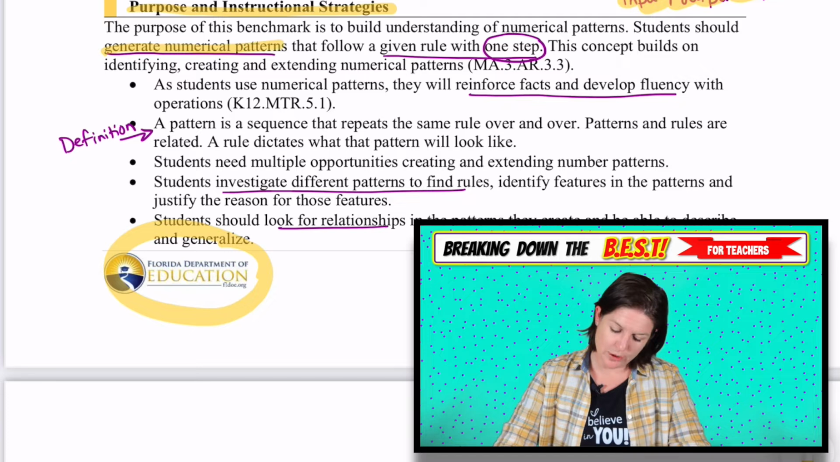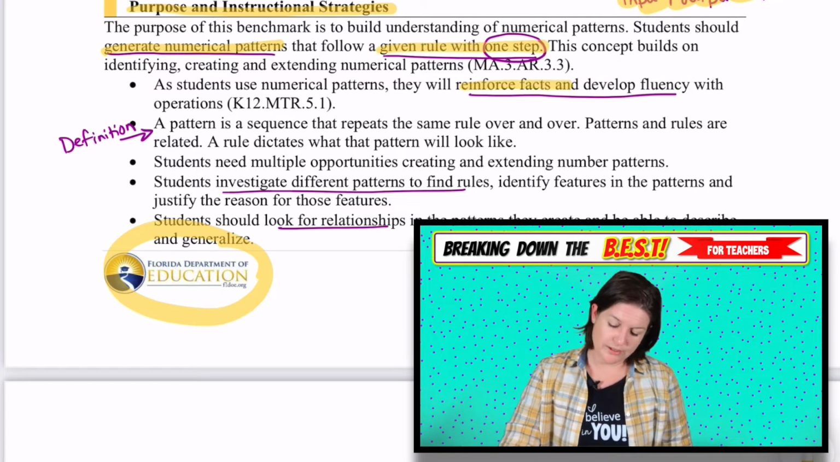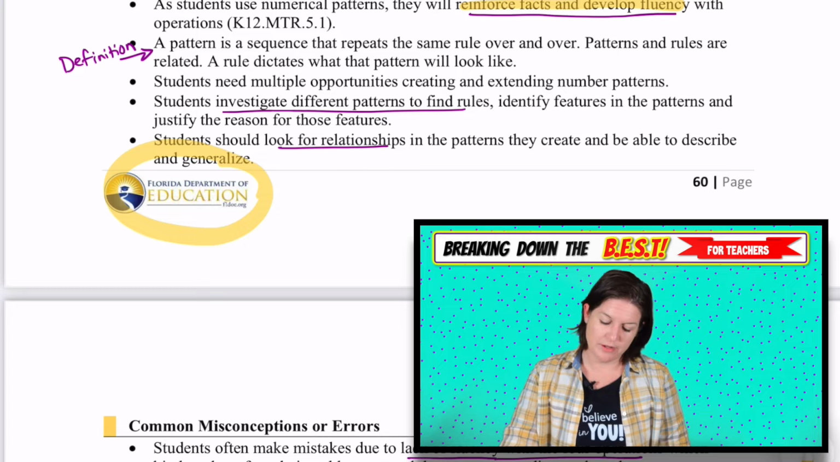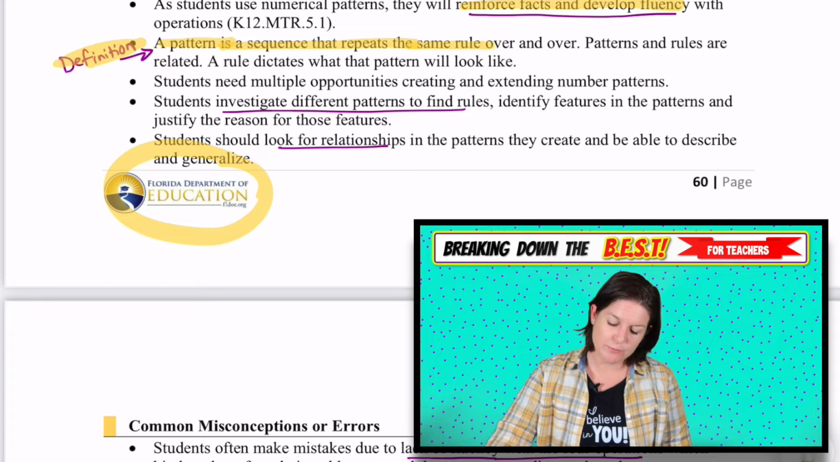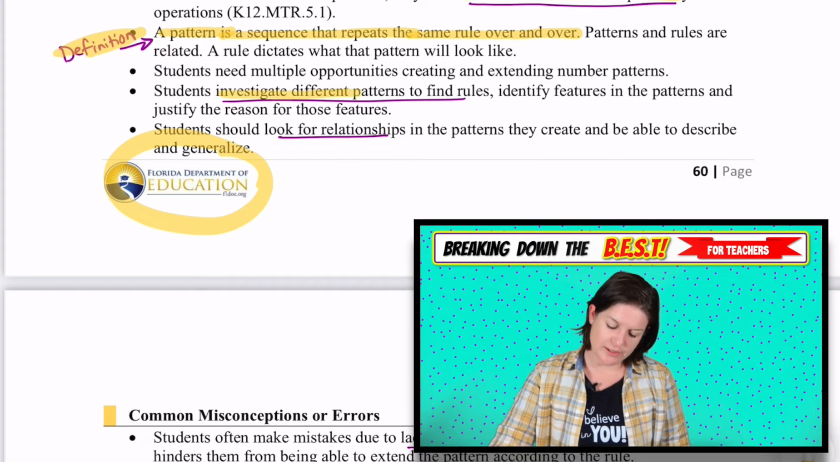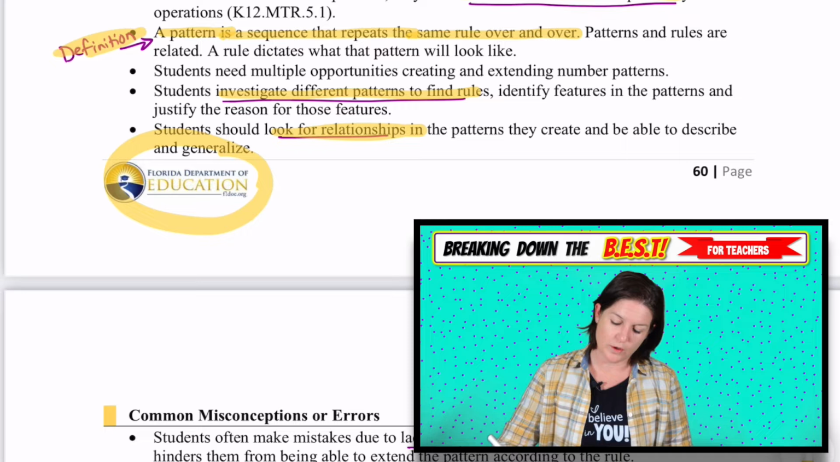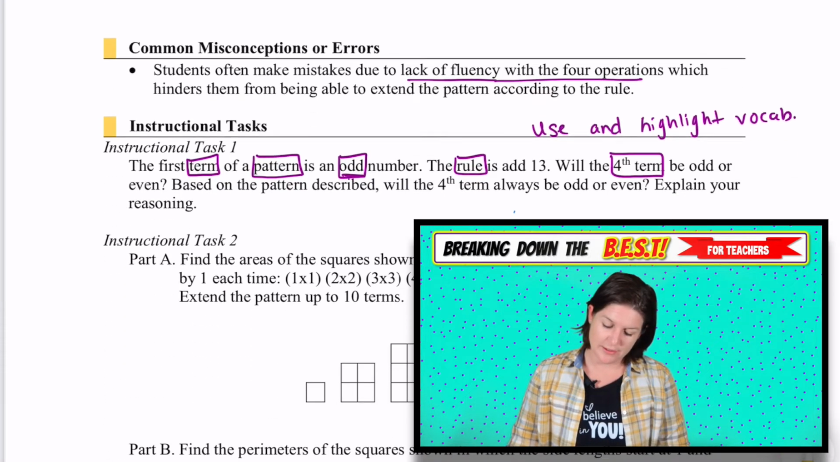Students should generate numerical patterns that follow a given rule with one step, and this will reinforce their facts and help them develop fluency. Here's the definition of a pattern. A pattern is a sequence that repeats the same rule over and over. Students will need to investigate different types of patterns to find rules and look for relationships.